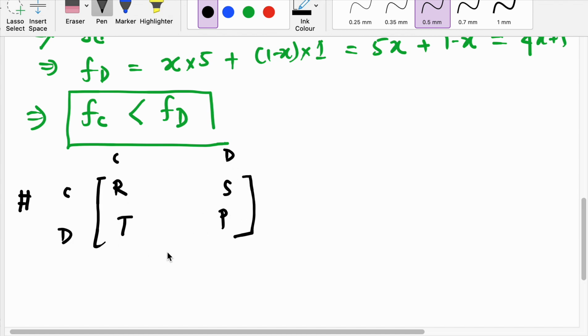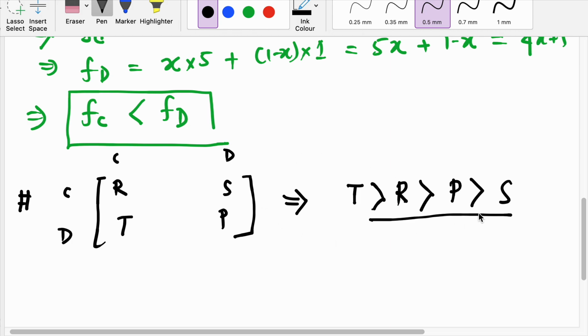Now to call this game a prisoner dilemma, we need this kind of ordinal relationship. T, the temptation payoff, is always greater than R, the reward payoff, and R should always be greater than P, the punishment payoff, and this punishment payoff should trump the sucker's payoff. So this ordinal relationship is needed to call it a prisoner dilemma.